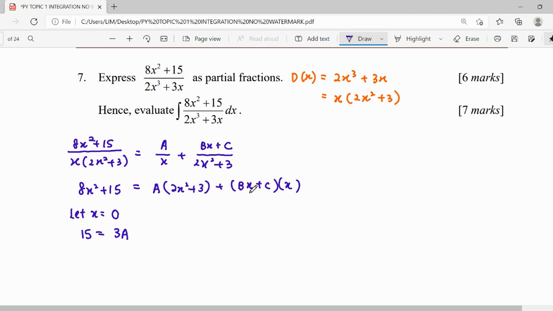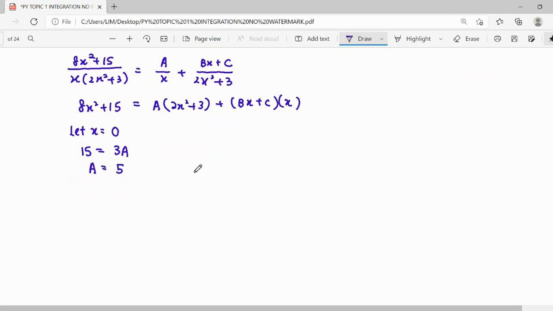So this is 0 times everything. So we managed to find one of these unknowns first. After that, we will use our comparison method. When we want to use our comparison method, we have to expand everything.